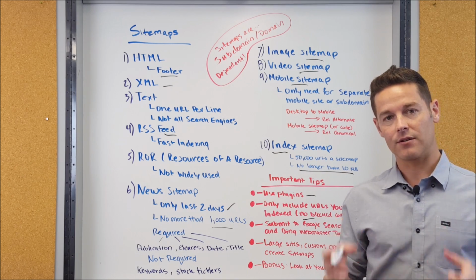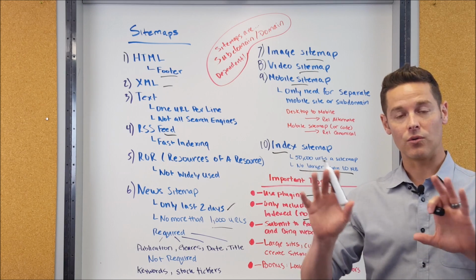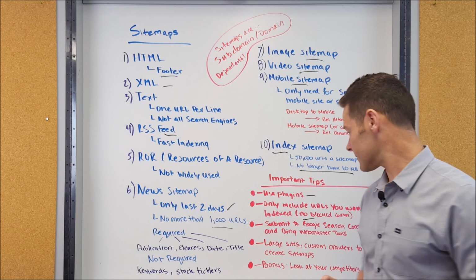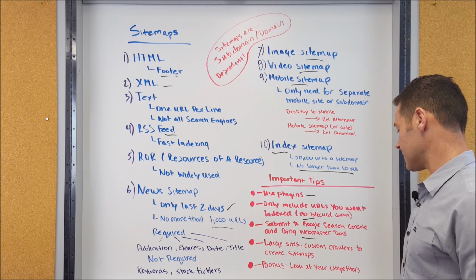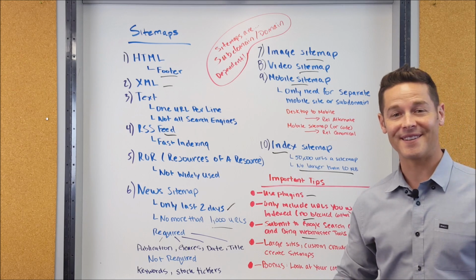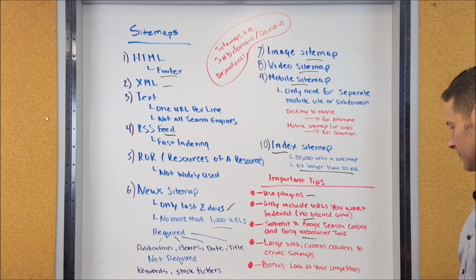So make sure that your sitemap is a good indication of what you want to be Google facing, or public facing. Okay, always submit your sitemaps to Google Search Console and Bing Webmaster Tools. They'll give you some data in there about what's being picked up and what's not. Not great data, but a little bit.